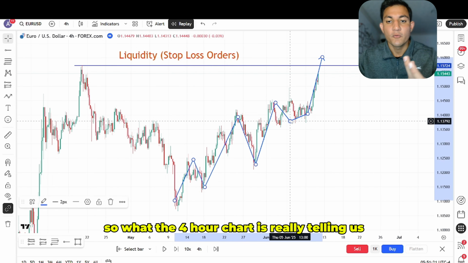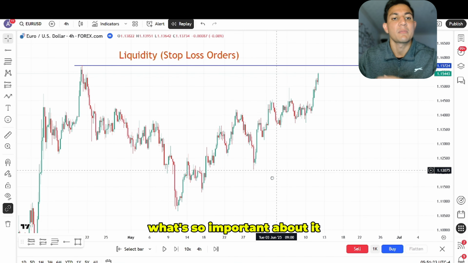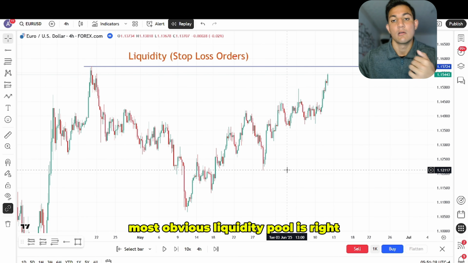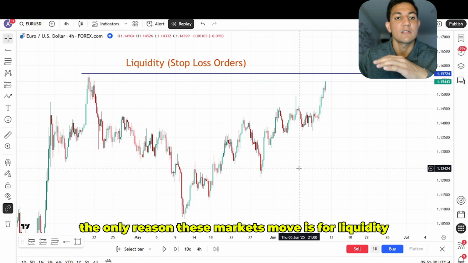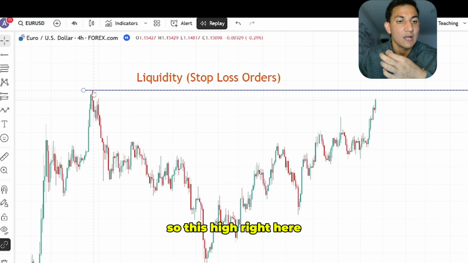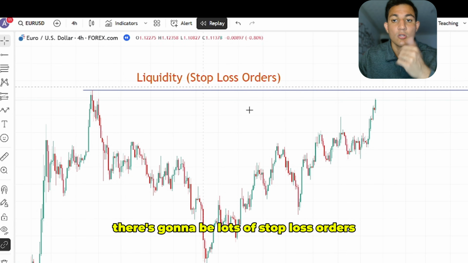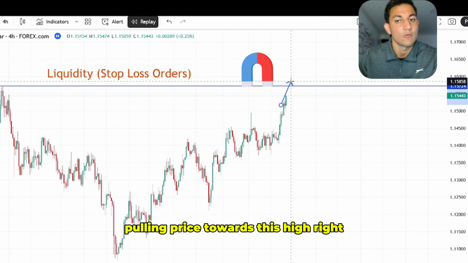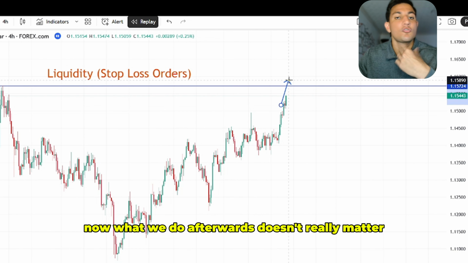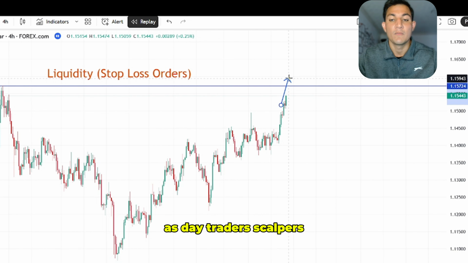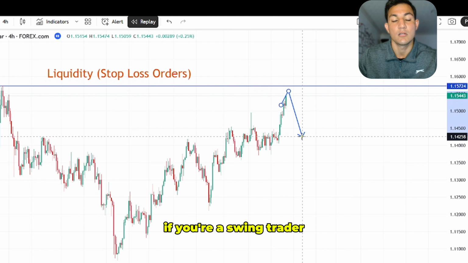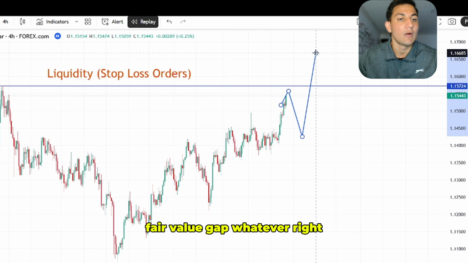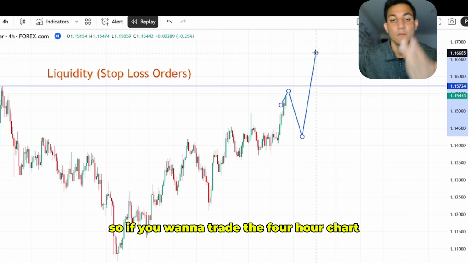So what the 4-hour chart is really telling us, and what's so important about it, is it's telling us where the next most obvious liquidity pool is. And like I was saying, the only reason these markets move is for liquidity. So this high right here, there's going to be lots of stop loss orders, lots of liquidity. This is going to act as a magnet pulling price towards this high. Now, what we do afterwards doesn't really matter as day traders, scalpers, and even as swing traders. If you're a swing trader, you would enter on any sort of retracement, fair value gap, whatever, and ride price up. So if you want to trade a 4-hour chart, there you go.